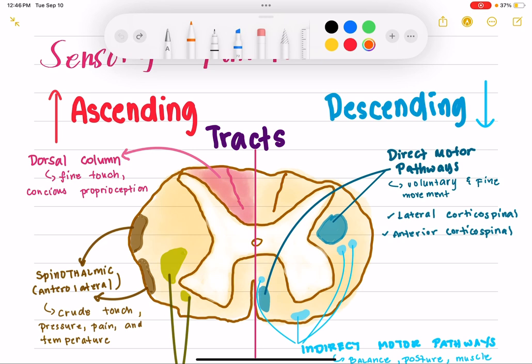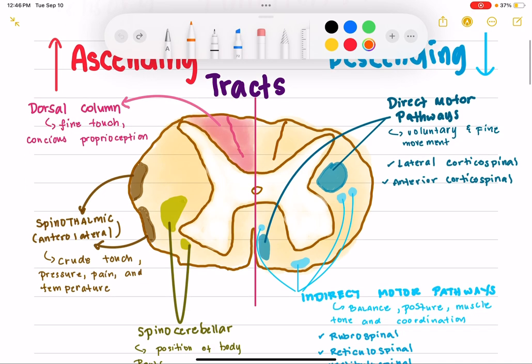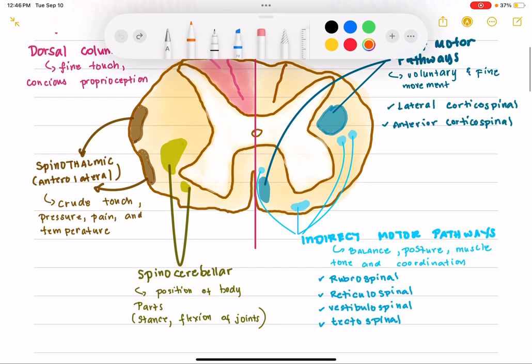So let's start with the ascending tract. The ascending tract conducts sensory information up to the brain, while the descending tracts convey motor instructions down to the cord. Under the ascending tracts we have the dorsal column, spinothalamic, and spinocerebellar.